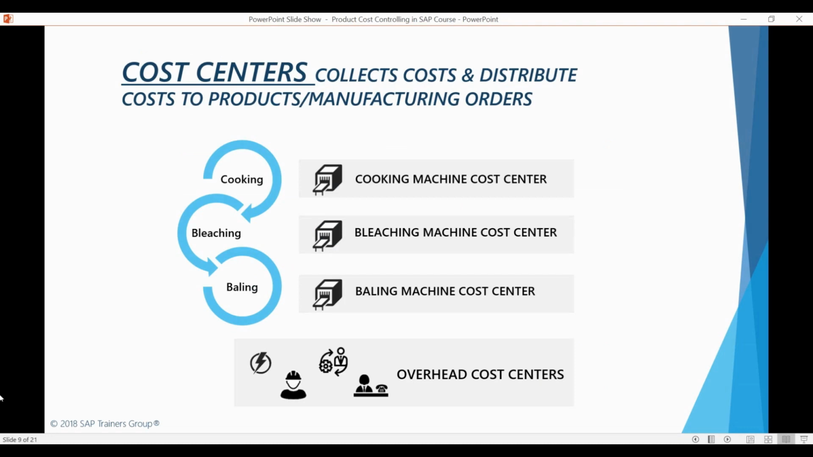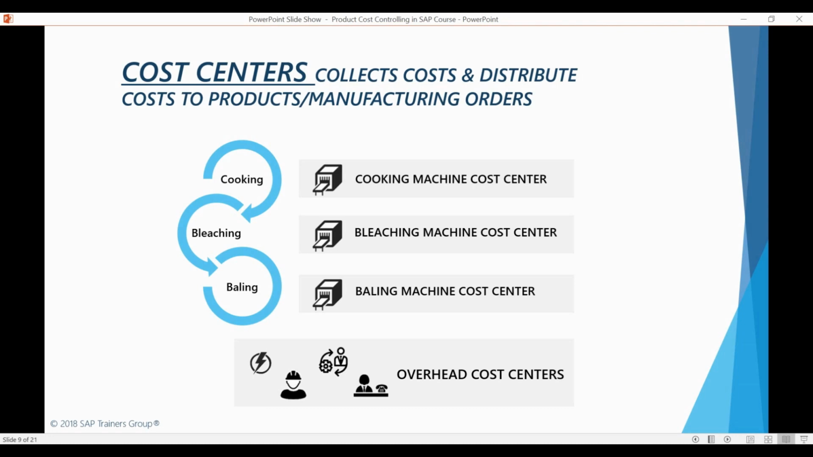To assign different types of costs to different finished products, something called cost centers are used. Cost centers are master data elements used to collect and distribute costs. When costs are planned, a cost center distributes costs to a product. For actual costs, a cost center distributes costs to a manufacturing order. So cost centers collect both planned costs and actual costs, and planned and actual can be compared on a cost center level.